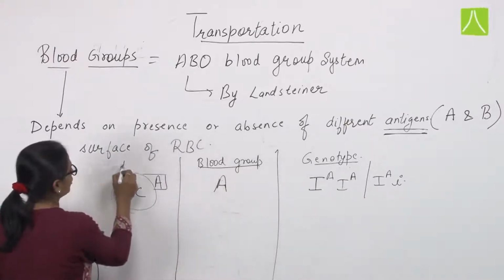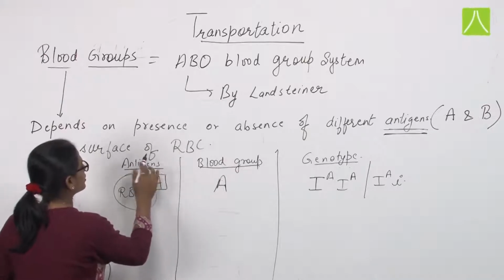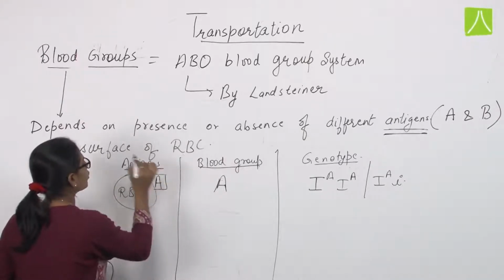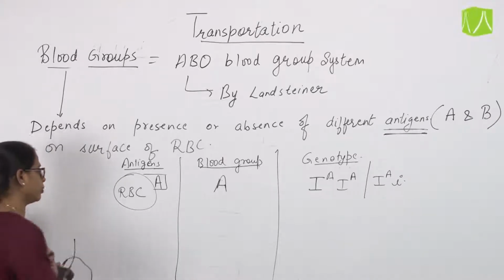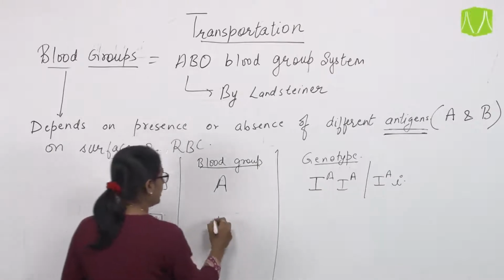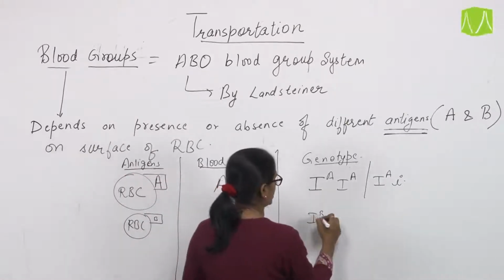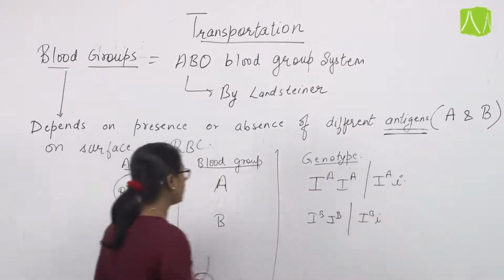And this is, I am talking about antigens. That means which type of antigens are present on the surface of RBC. If antigen A is attached, then A blood group. If antigen B is attached, then B blood group. The genotype will be considered as IB or IB small i.